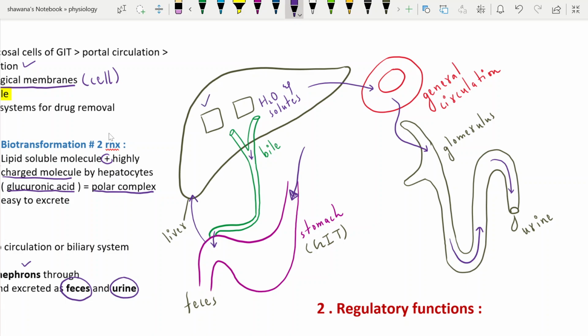These are the hepatocytes. After modification in the liver, water and solutes choose one of two pathways. They can go into the biliary system or they can go into the general circulation. From the biliary system, they go into the duodenum, to the large intestine and to the feces. In the general circulation, they ultimately go to the nephrons, and by the tubular system they are excreted as urine.